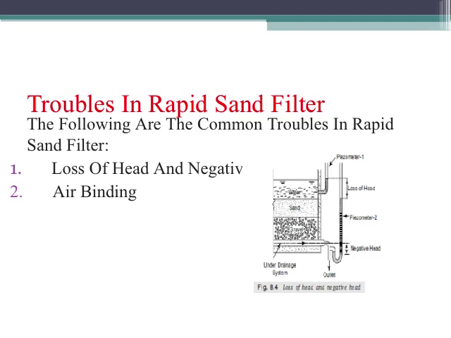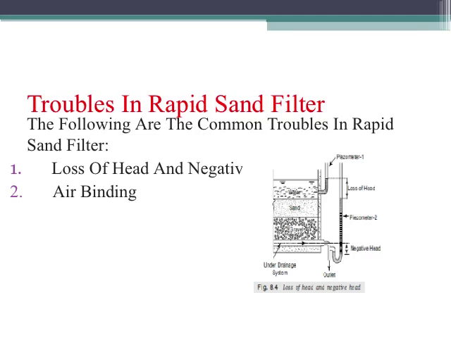The difference between the two heads will give the loss of head, what we call the filter head or filtration head. This loss of head is measured by inserting two piezometers, one in the water standing over the filter and the other in the outlet pipe, as shown in the figure here. The difference in the readings of these two piezometers will give the loss of head. When the filter is newly commissioned, the loss of head is generally very small, of the order of 15 to 30 centimeters.